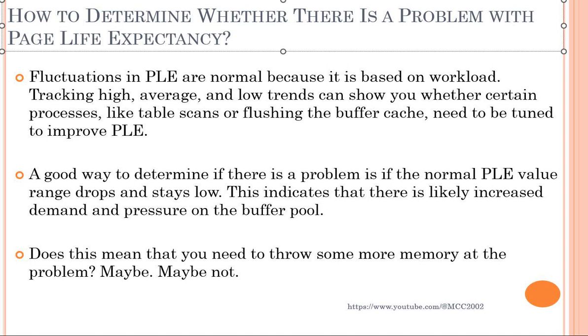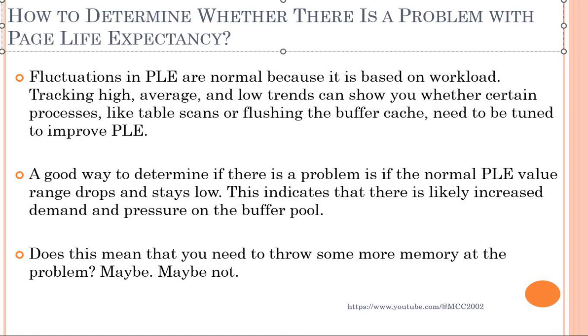So this is the way we can determine there is a problem in the PLE. Basically, you have to just look at the graph. We use Perfmon, and in Perfmon you look at page life expectancy, how the range of the PLE goes up and down, and what the value is. On the basis of that we determine it.